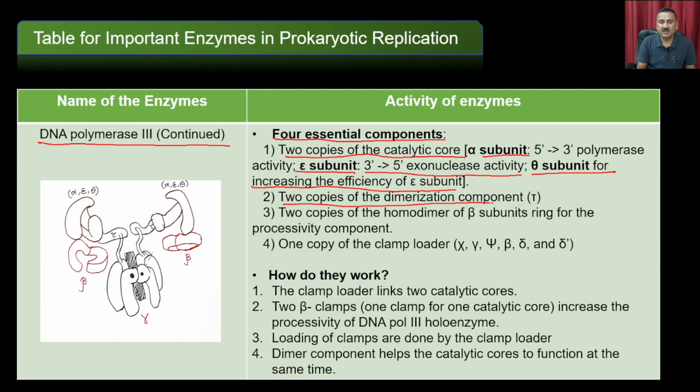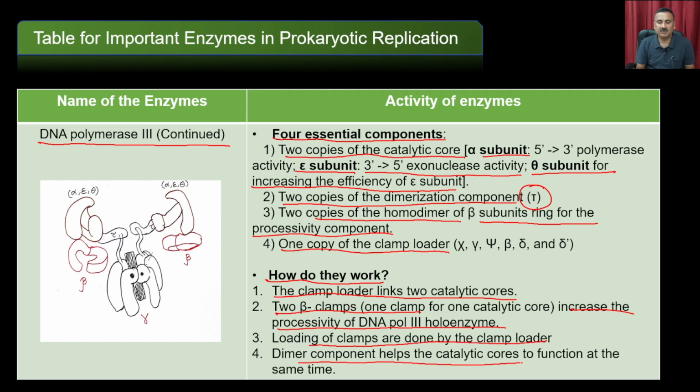2 copies of the dimerization component, that is the tau, and the 2 copies of the homodimer of beta subunit ring for the processivity component, and the 1 copy of the clamp loader, and these are the subunits that are present in the clamp loader. And how is it actually going to do the DNA polymerization? The clamp loader links the 2 catalytic cores and the 2 beta clamps, increases the processivity of the DNA Pol III holoenzyme, and the loading of clamps is done by the clamp loader, and the dimer component helps the catalytic cores to function at the same time.